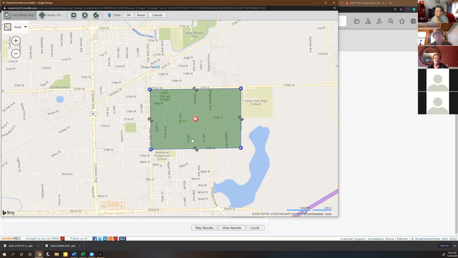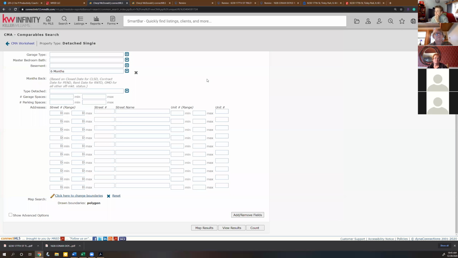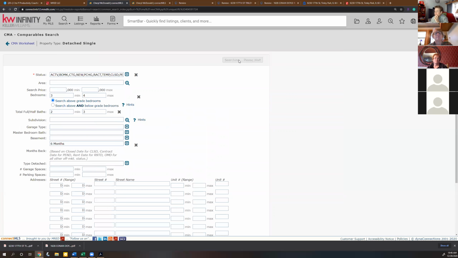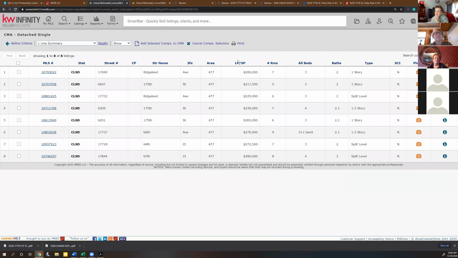Okay, so let's see. I'm comfortable doing that, knowing my neighborhood. I am not comfortable going on the other side of Oak Park Avenue or past 175th or past 179th. We're getting into totally different kinds of homes over here. Okay, we're going to click OK. We're going to view those results. Now I have 8. Again, no actives. These are all 3-2.